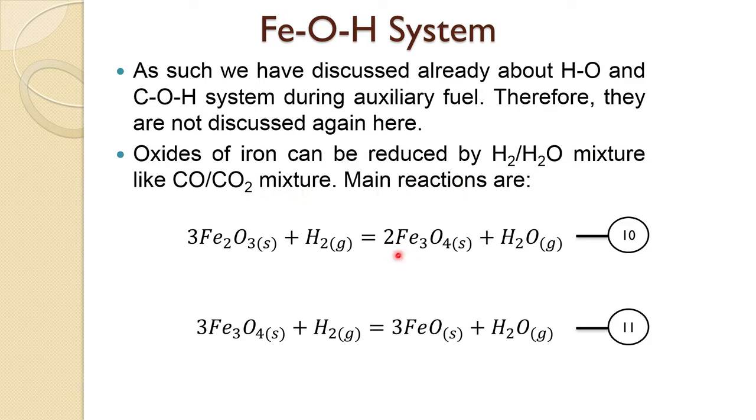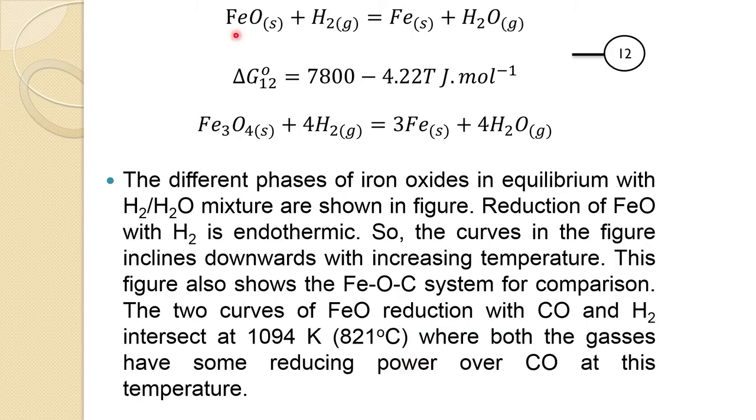So, the main reactions are hematite getting reduced to magnetite, and magnetite getting reduced to wustite, and then finally wustite getting reduced to iron, and this is an endothermic reaction, and the overall reaction is given by this equation. So, the different phases of iron oxide in equilibrium with the hydrogen and water mixtures are given in the next figure.